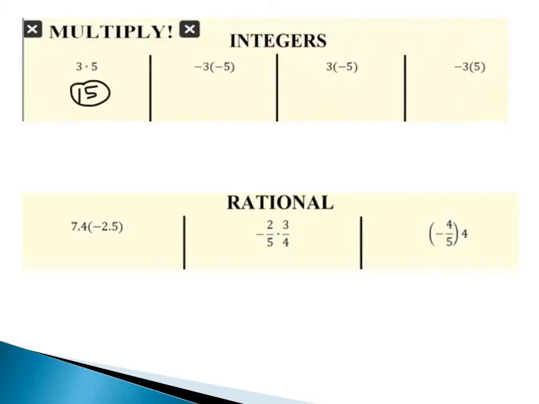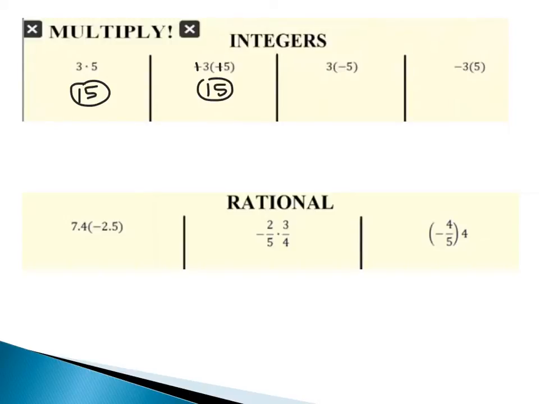Okay, next one, we got negative 3 times negative 5. So I'm multiplying two negatives together. Remember back, what happens when I multiply two negatives? Well, a negative times a negative turns into a positive. That's going to give me positive 15.